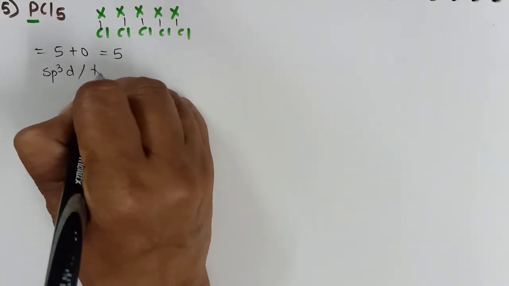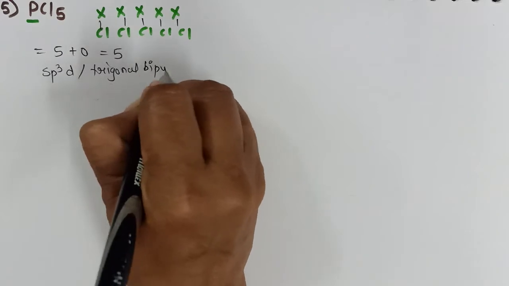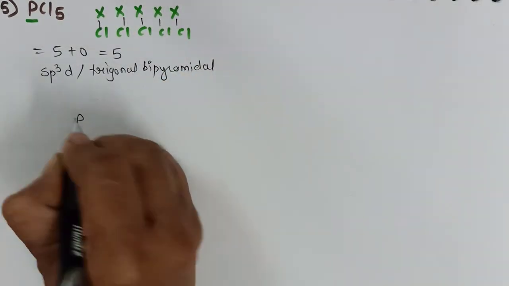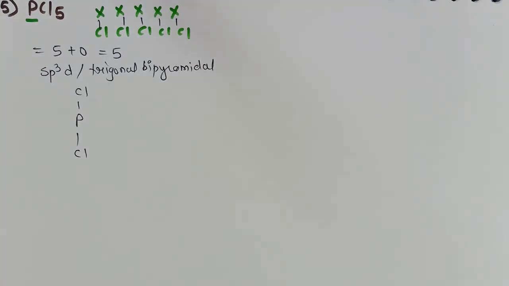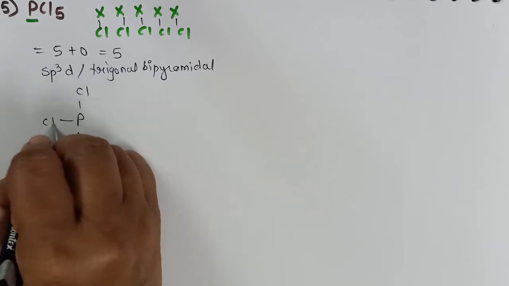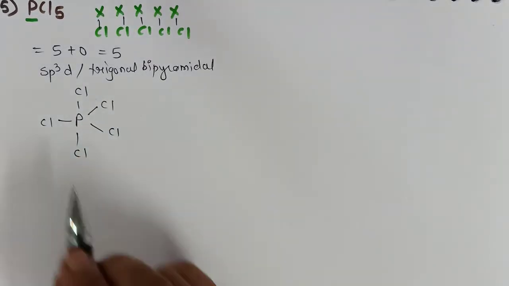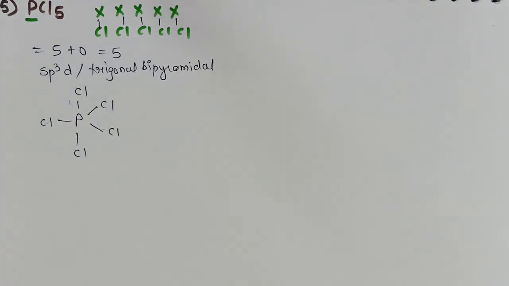It will show trigonal bipyramidal geometry. Phosphorus occupies the central position, with 2 chlorines at axial positions and 3 chlorines in the form of a triangle. So this will form trigonal bipyramidal geometry.